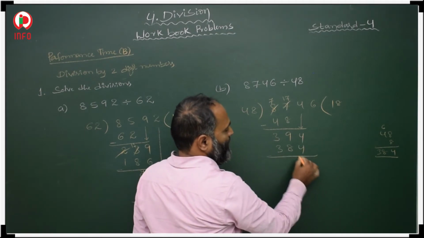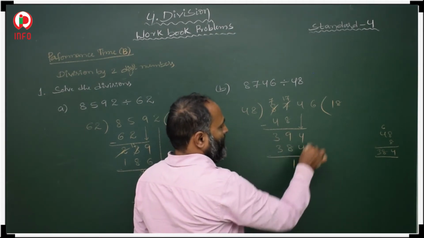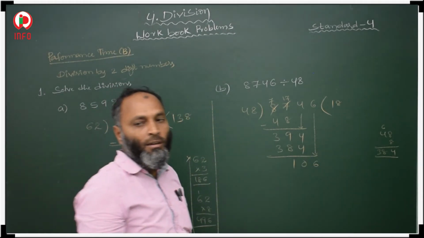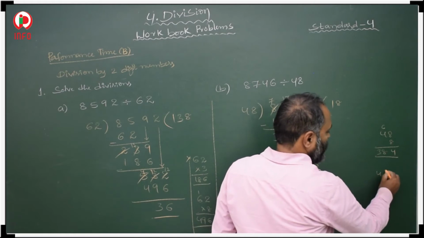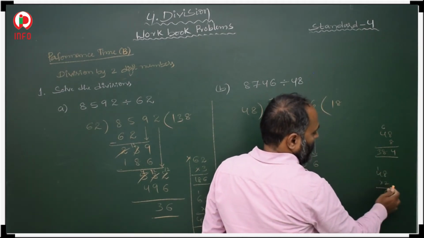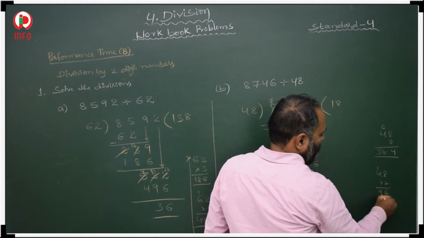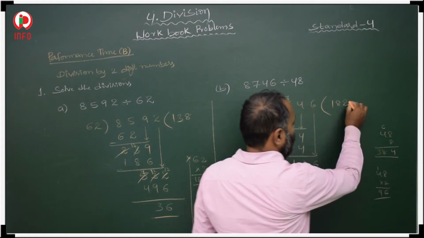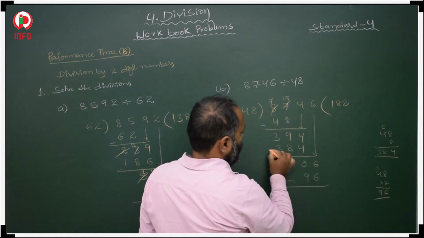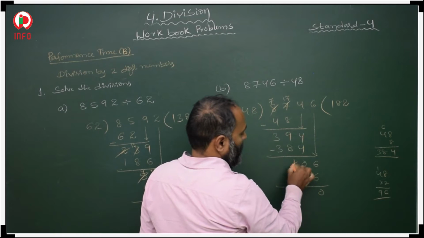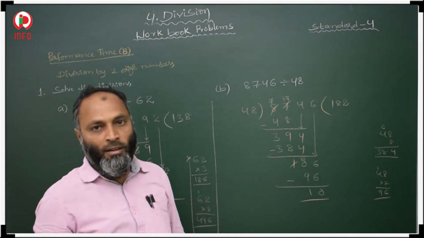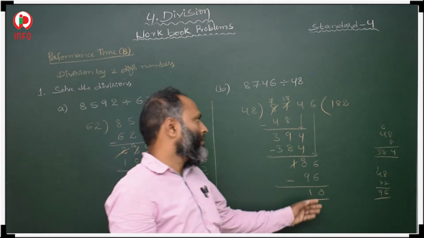Then 4 minus 4 is 0. 9 minus 8 is 1. Here 6 again we have to take. 48 2s are 96. 8 2s are 16. 2 4s are 8 plus 1 is 9. 96. 6 minus 6 is 0. Here it is 10. 10 minus 9 is 1. It is 10. 10 is our remainder. Okay.